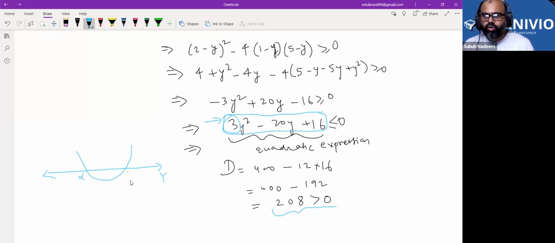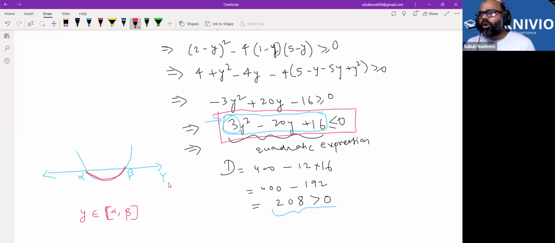So it has two distinct roots, which means that if we want to take this one as less than or equal to 0, it is possible only in this region, not everywhere. Whatever is the value of alpha and beta, we need not find that because it is not asking to find that. So we will say that y will belong to the interval alpha comma beta only, not before alpha, not after beta. So this is the range.